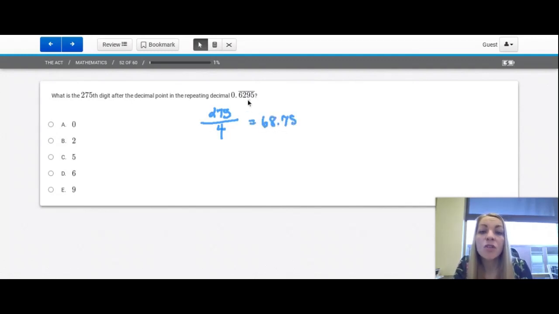When I do that, I get 68.75. So these 4 digits are not going in evenly. To help us out, let's change this 0.75 to a fraction over 4 so I can see which numbered digit it is. So I'm going to change this to 68 3/4. This means that it occurs 68 times, all 4 of these digits, and then I stop at the third one. So 1, 2, 3, I'm looking for 9, E.